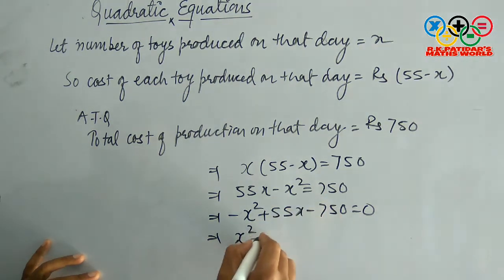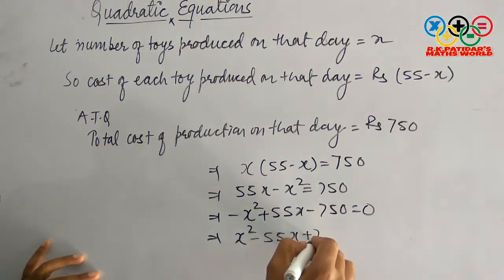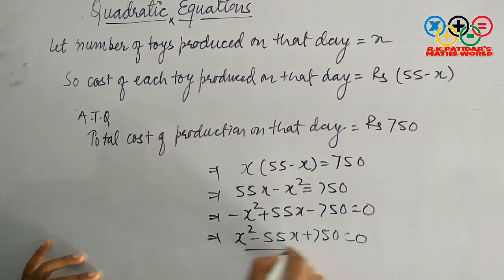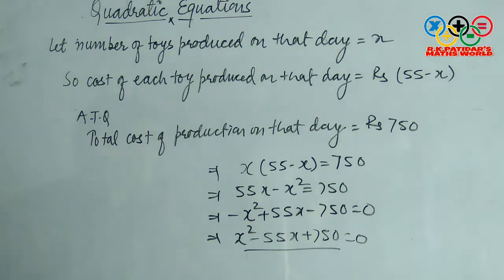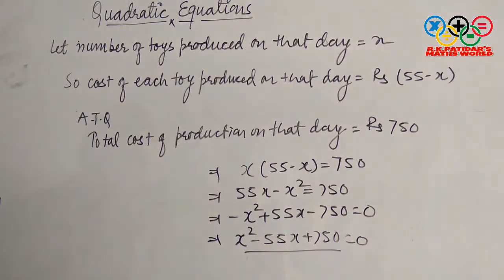Multiply by minus, then x square minus 55x plus 750 is equal to 0 will be the quadratic equation associated with this problem.